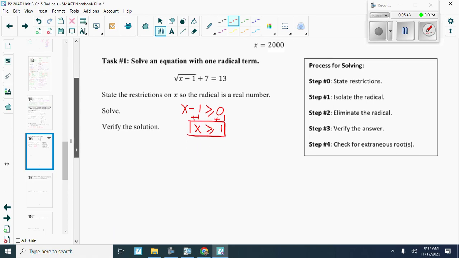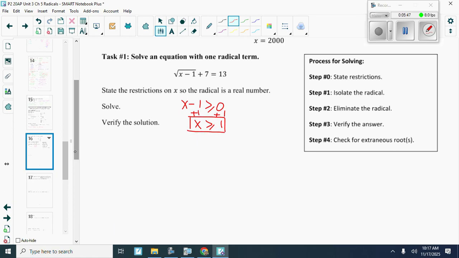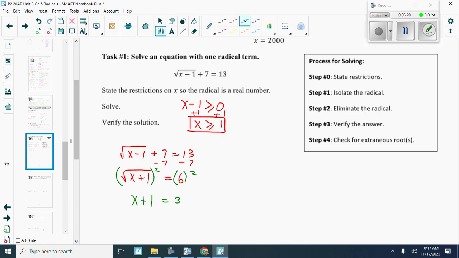Then we take a look at our equation, and we're going to isolate the radical. So we have the square root of x minus 1, plus 7 is equal to 13, so we're going to subtract 7 on both sides. That gives 6. Once we have it isolated, we square both sides. The squaring simply removes the radical sign, so we're left with x plus 1 is equal to 36. Now it becomes a very straightforward equation. Go ahead and solve for x. x is equal to 35.